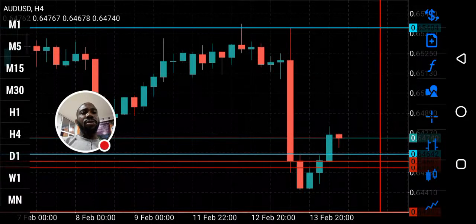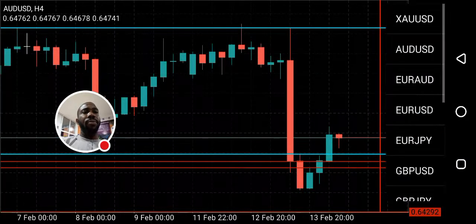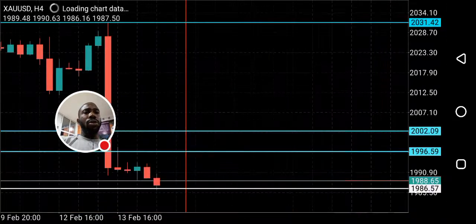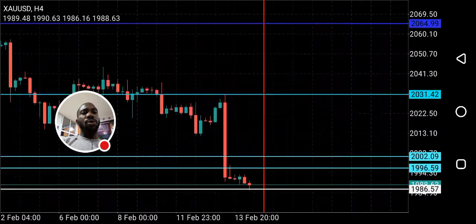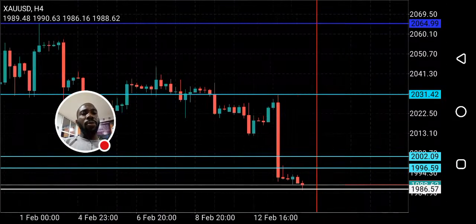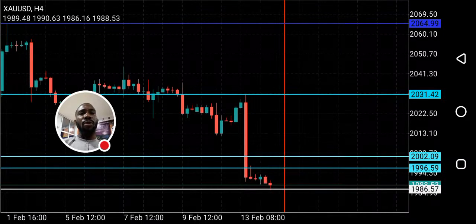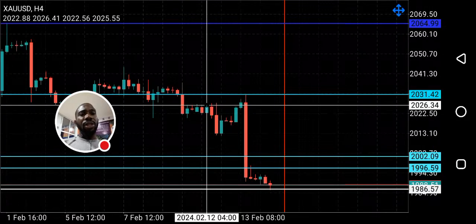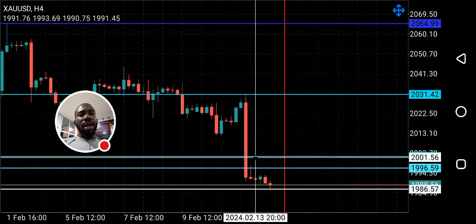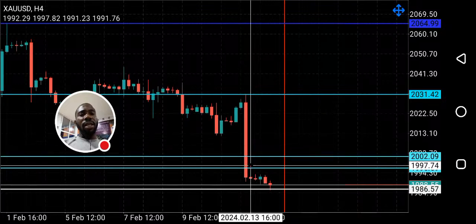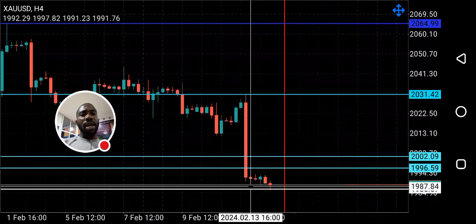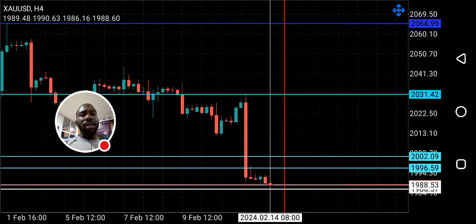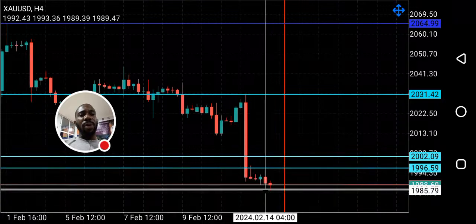Let's move to the next pair, gold. My bias on gold is also bullish. What I'm waiting for is a bullish reversal pattern to form on the 4-hour and 1-hour time frame. There are indications that the sellers are becoming exhausted. This is an inverted hammer, this is an inverted hammer, this is a spinning bottom.